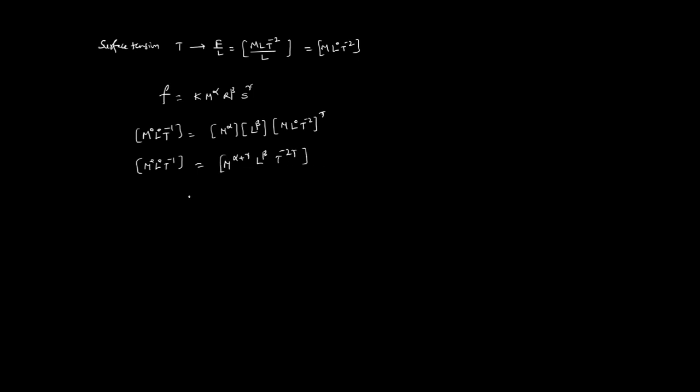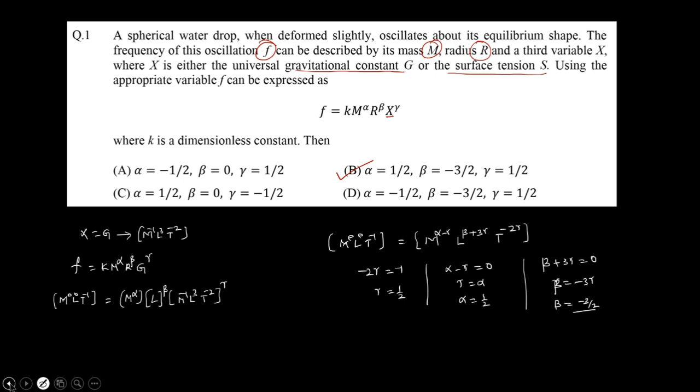If I equate it, I will get alpha plus gamma is equal to 0, beta is equal to 0, then minus 2 gamma is equal to minus 1, so gamma is equal to 1 by 2. Gamma is equal to 1 by 2 means alpha is equal to minus gamma, so alpha is equal to minus 1 by 2. So finally it is minus 1 by 2, beta value 0, gamma value 1 by 2. We are getting even option A also.